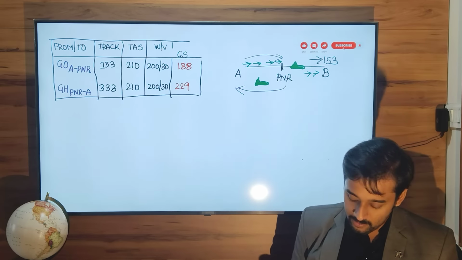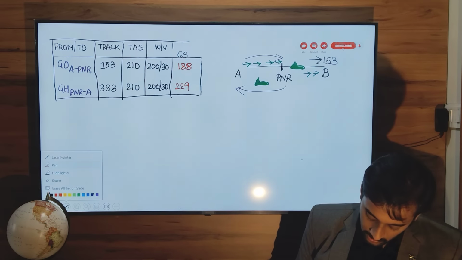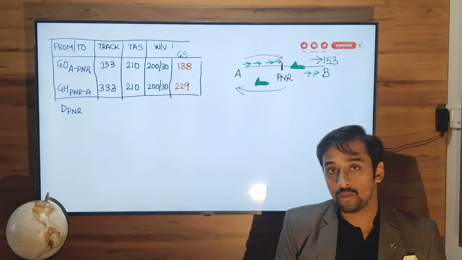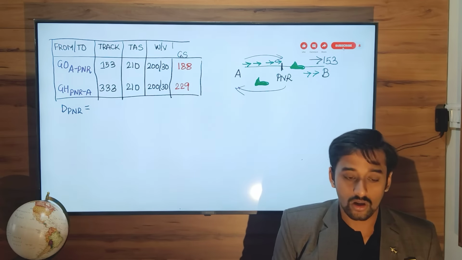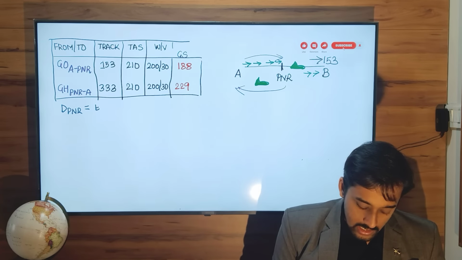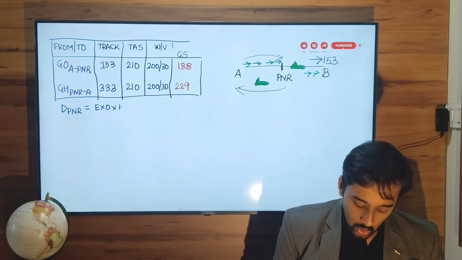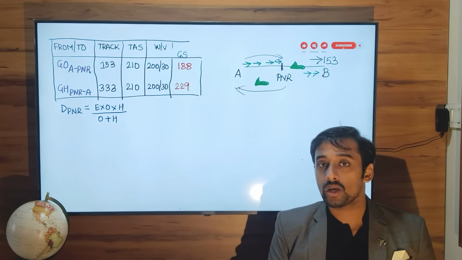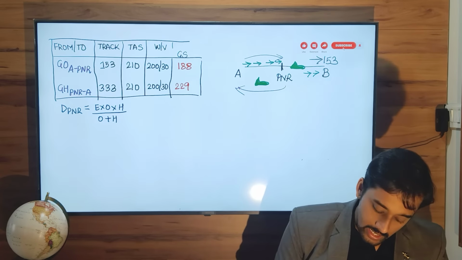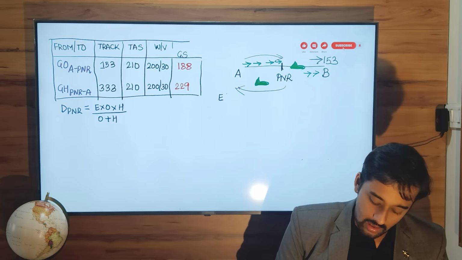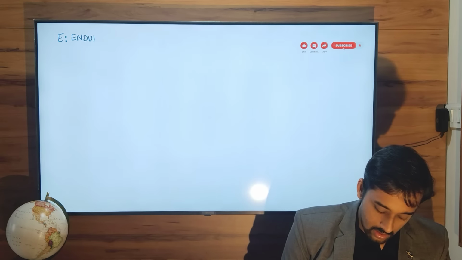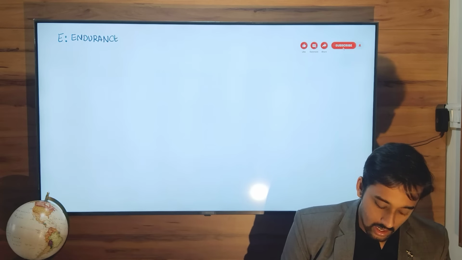Now let's go to the formula directly. The formula for distance to PNR equals endurance times outbound speed times homebound speed, divided by outbound plus homebound. Now here we are talking about E. This E stands for endurance, endurance in hours.